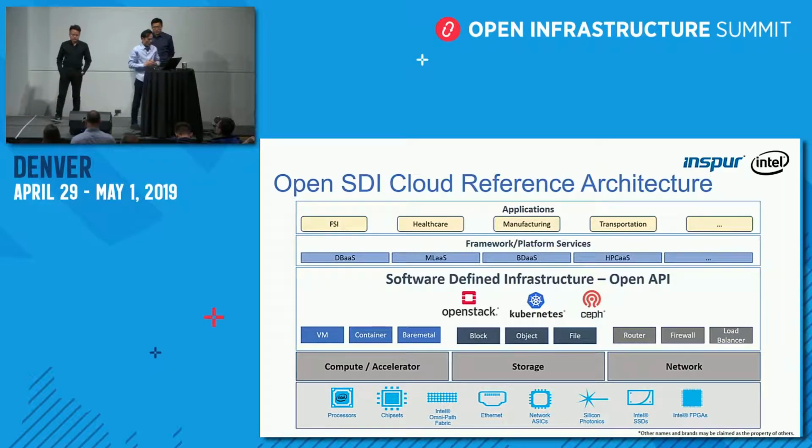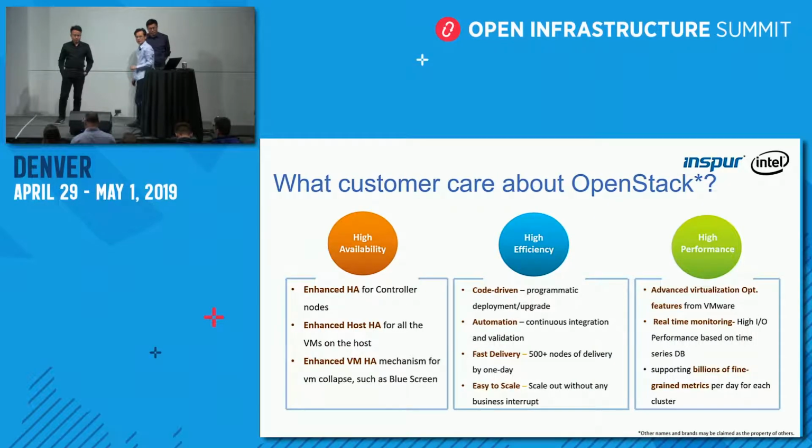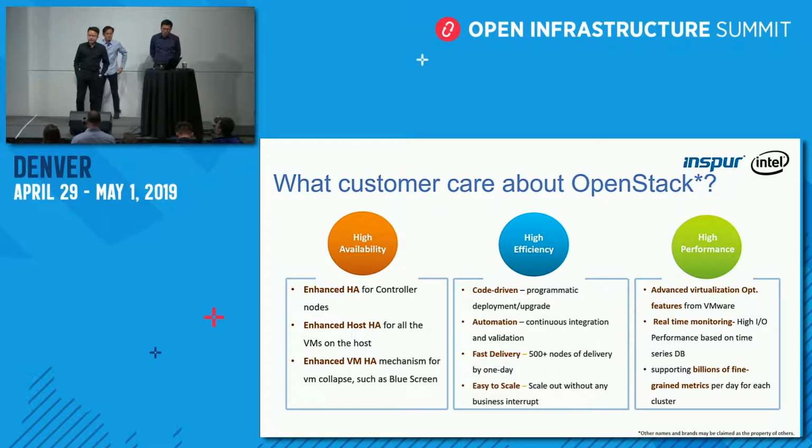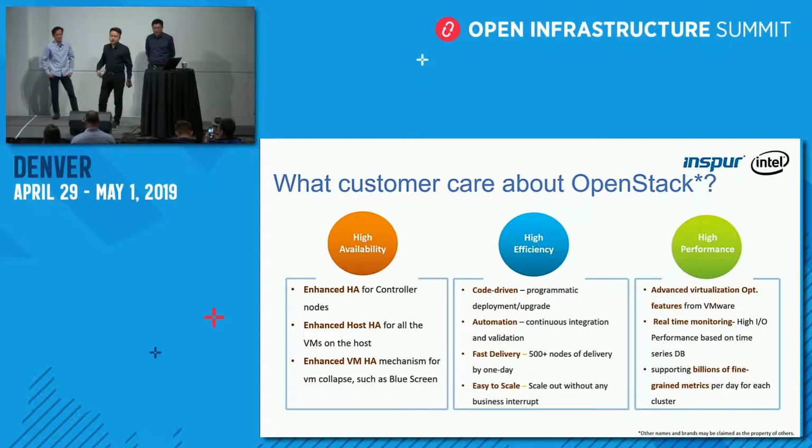So next thing, I'll let Dr. Su talk about what customers care about in OpenStack. Okay. Thank you, Leo. Leo provides us a comprehensive understanding of the OpenStack cloud market in China, and I cannot agree more. So it's my pleasure to share what our customers most care about in the OpenStack cloud in China.